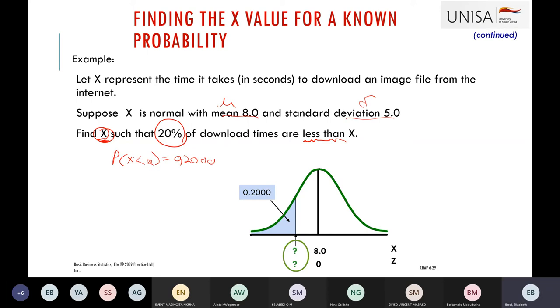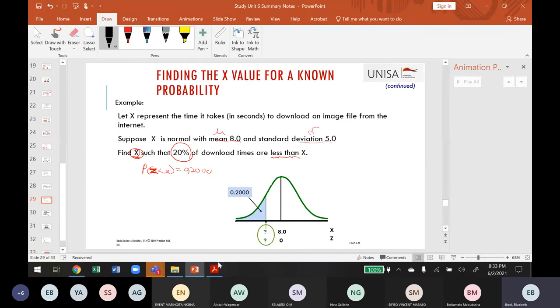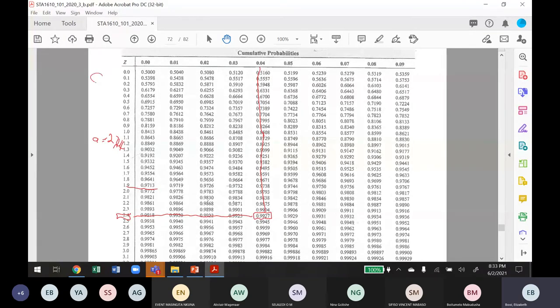If we know this, therefore this actually should be the z for the x value. We know that this is the probability, and we found it by using less than. So therefore 20%, we will find it on the table, and where the values correspond, that will be our z value. So we go to the table and look for 0,2000. We won't find it on the positive side. We need to go to the negative side of the table.